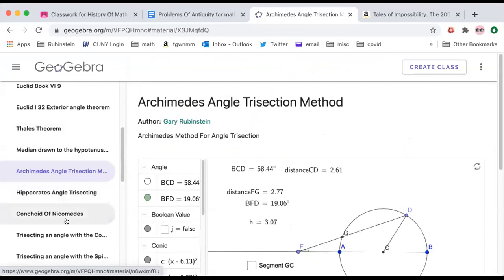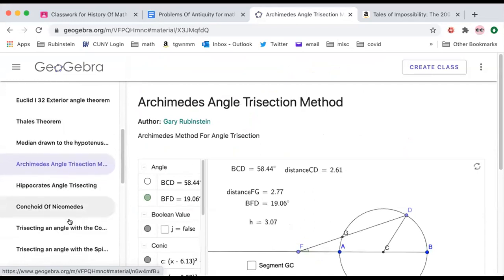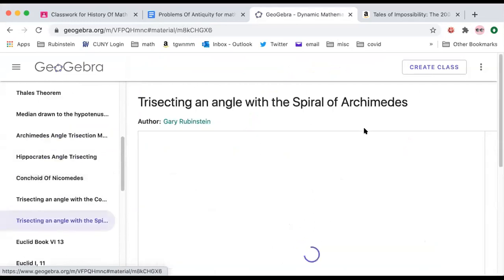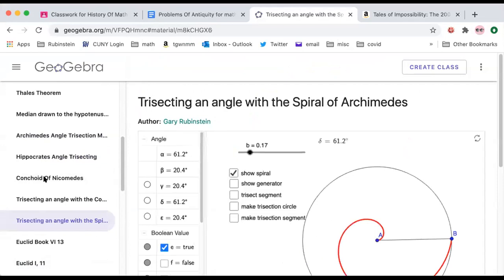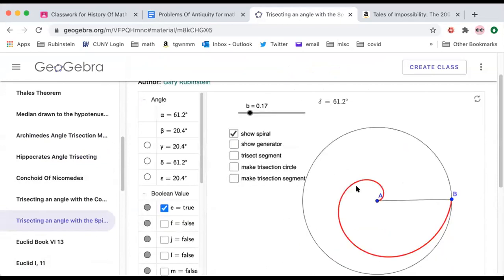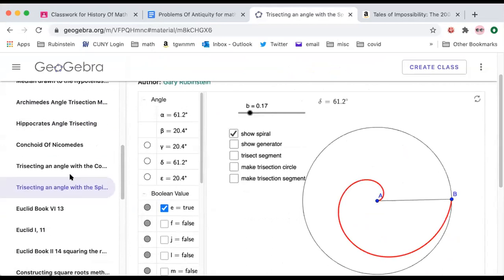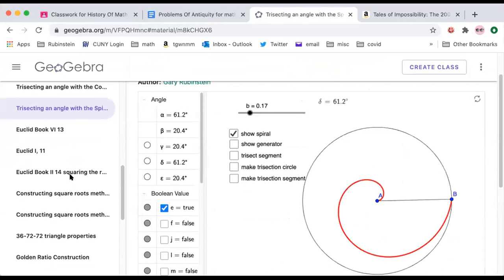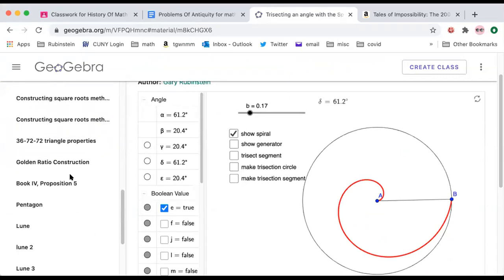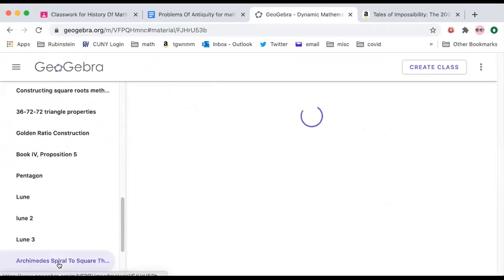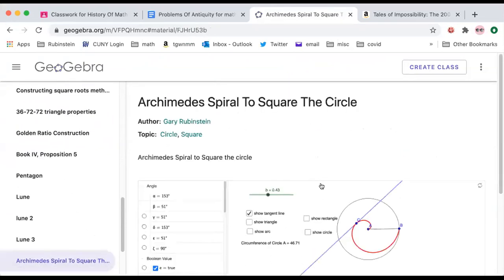Archimedes, Concoid, trisecting angle with a spiral. It must be on the same page as trisecting angle with a spiral. It's not? Here it is. Archimedes spiral to square the circle.